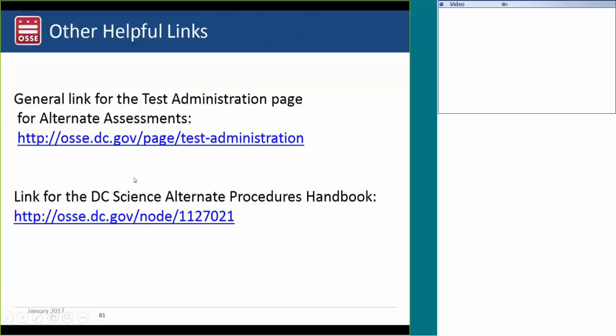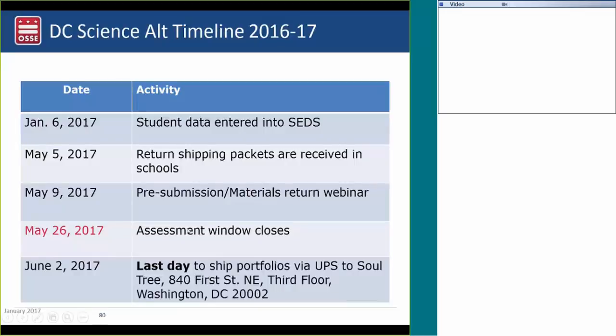Here are some other helpful links. The general link for the test administration page for alternate assessments is listed here, as well as the link for the procedures handbook. I would like to point out one other thing that I discovered just recently. In the procedures handbook, on page 23, there's some bold type that says the closing date for data collection for this year is May 10th. That is incorrect, and the closing date is May 26th. So make sure you mark that down. This is the correct date here. May the 26th is the last day to collect data, not May the 10th.